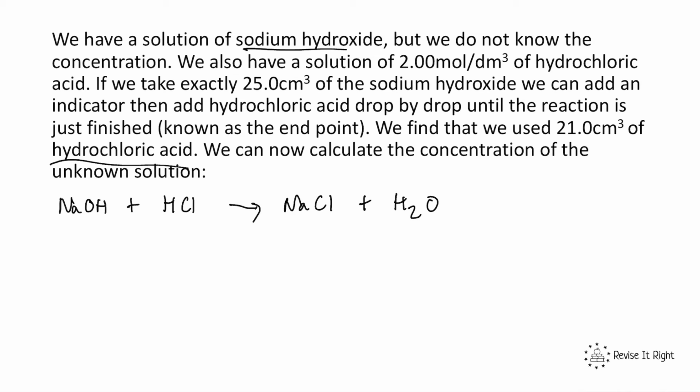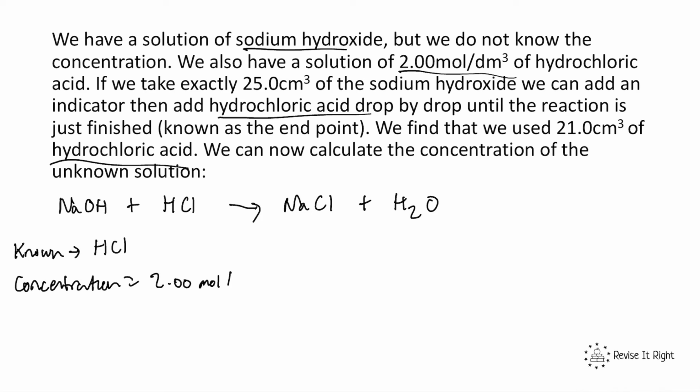Okay, let's go through the answer then, and as ever we're going to start with our known. Our known in this one is our hydrochloric acid. Now the concentration of the hydrochloric acid is going to be 2 moles. So that's our concentration. And then our volume, if we look, is of course 21 centimeters cubed of hydrochloric acid. And then we need to convert that, so we're going to do 0.021. We've just divided by 1,000, remember.